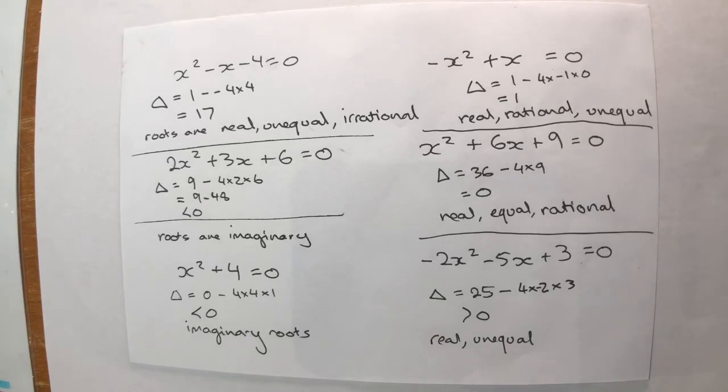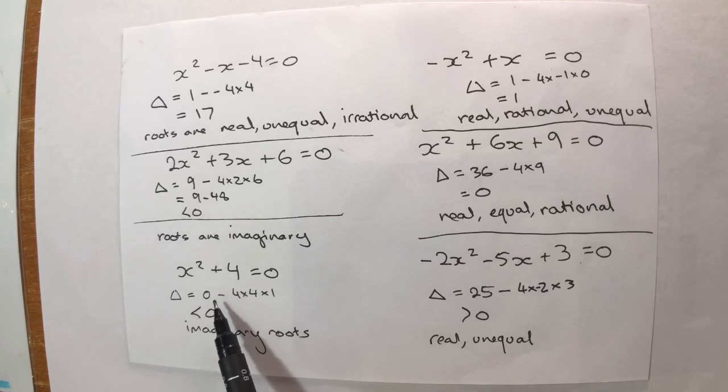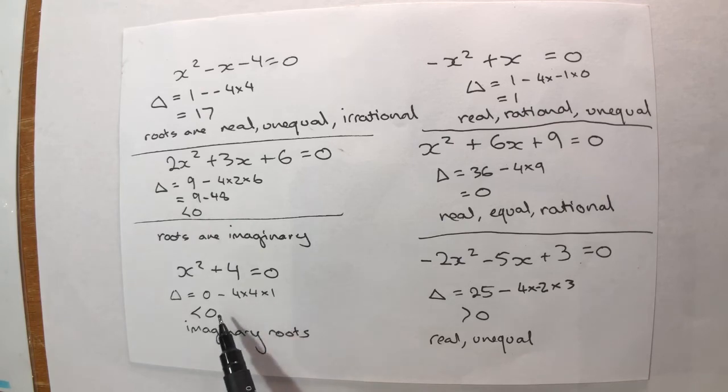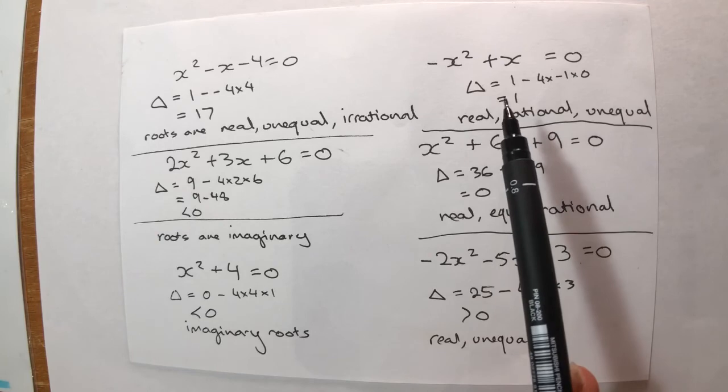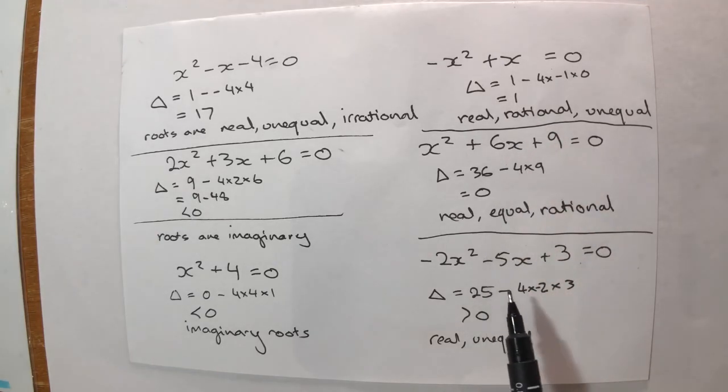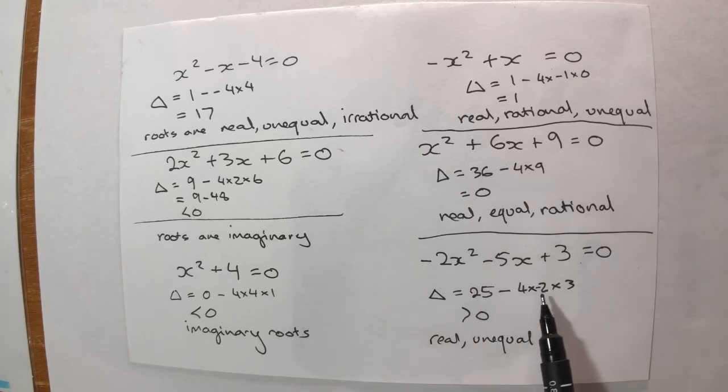There's a couple things I just want to point out to you quickly. On a couple of them, I actually got this far and didn't even bother calculating what it was. I knew that 0 minus this number would be negative. Therefore, I jumped straight to imaginary roots. Over here, I calculated it because it was easy. This particular one here, I got to the point of knowing it was positive because I was minusing a negative number. But then when I went to interpret it, I went, they're real, they're unequal.